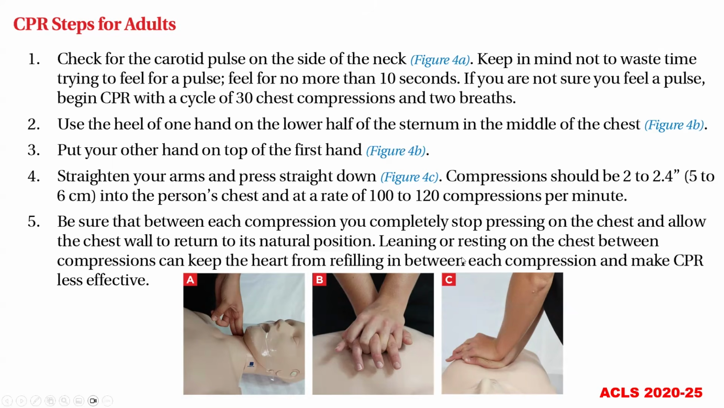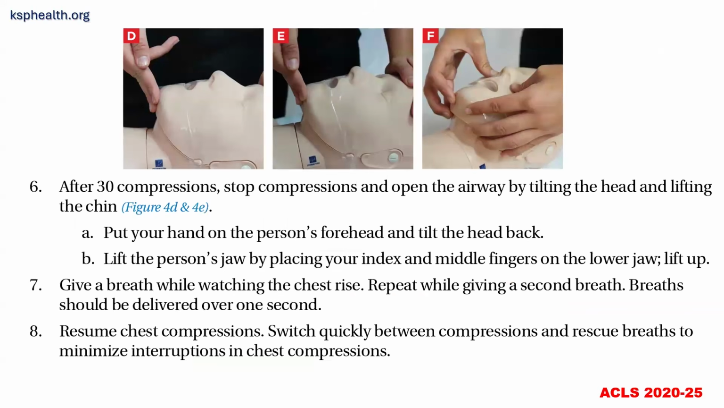There are a few things I wanted to press upon. 30 compressions and 2 breaths. Straighten your arms and press straight down. 100 to 120 compressions per minute. And leaning and resting on the chest should be avoided. After 30 compressions, stop compressions and open the airway by tilting the head and lifting the chin.